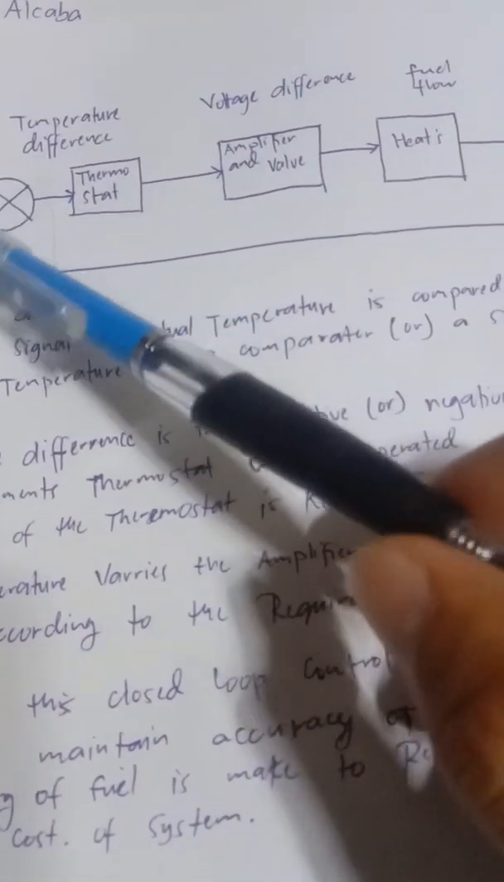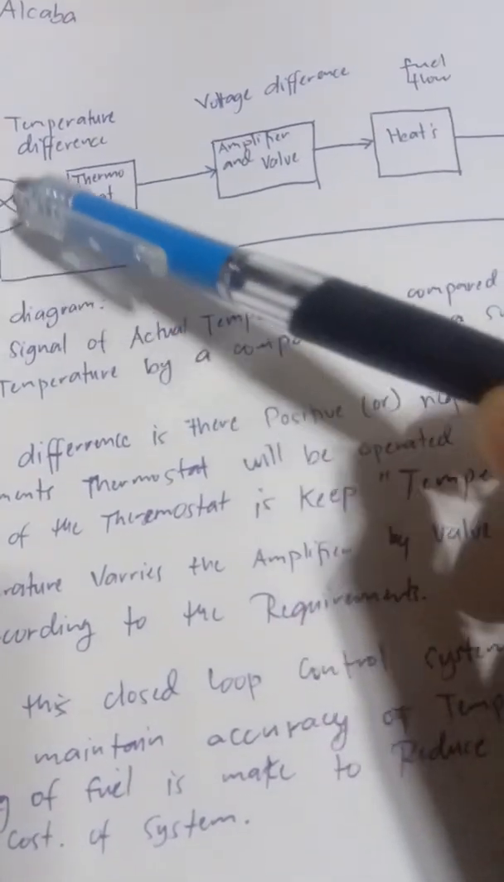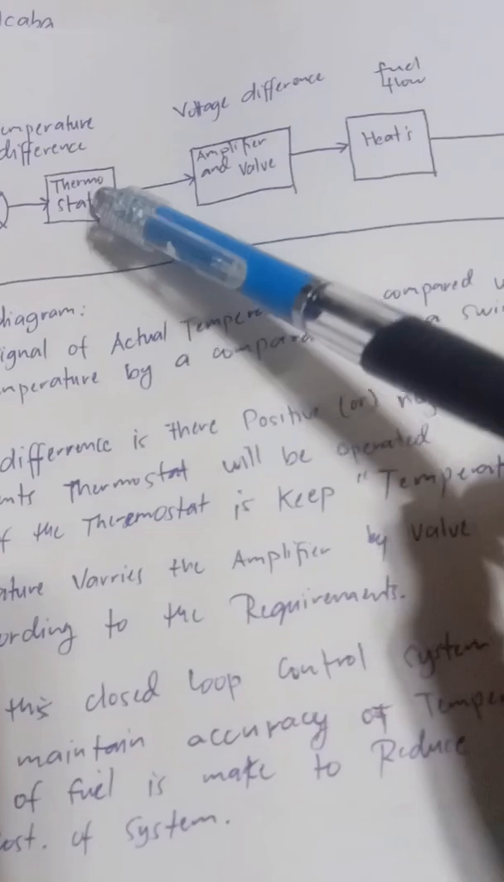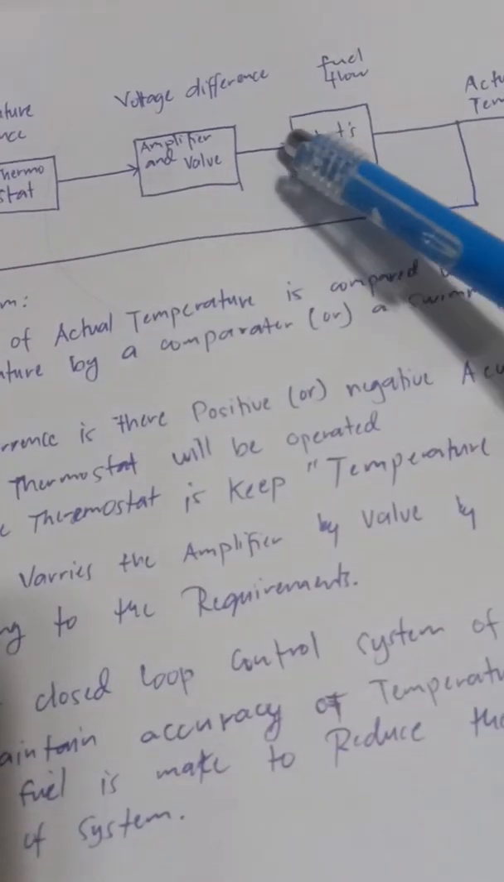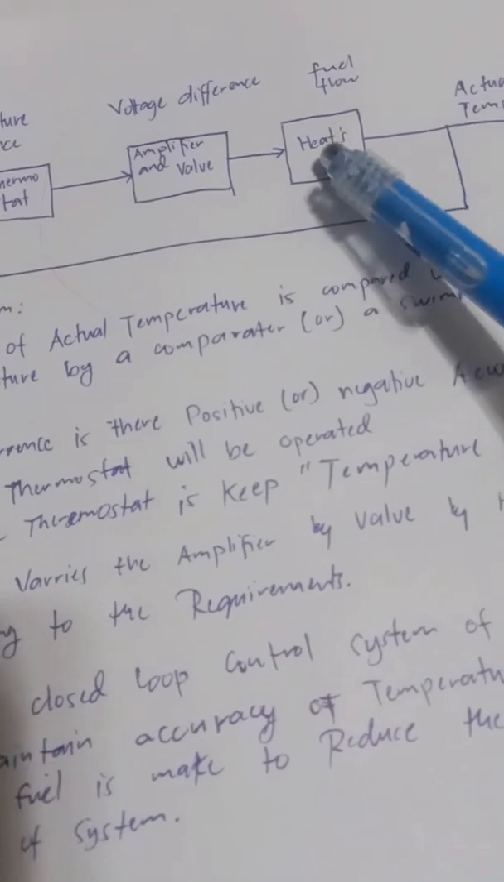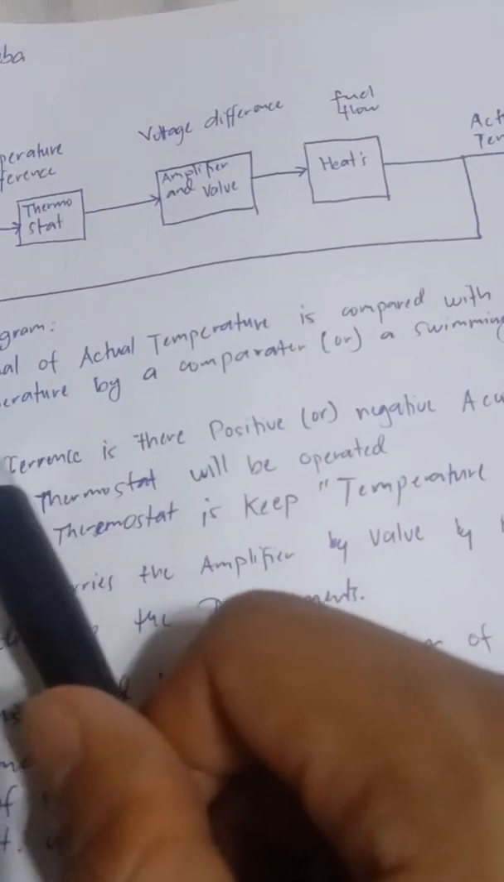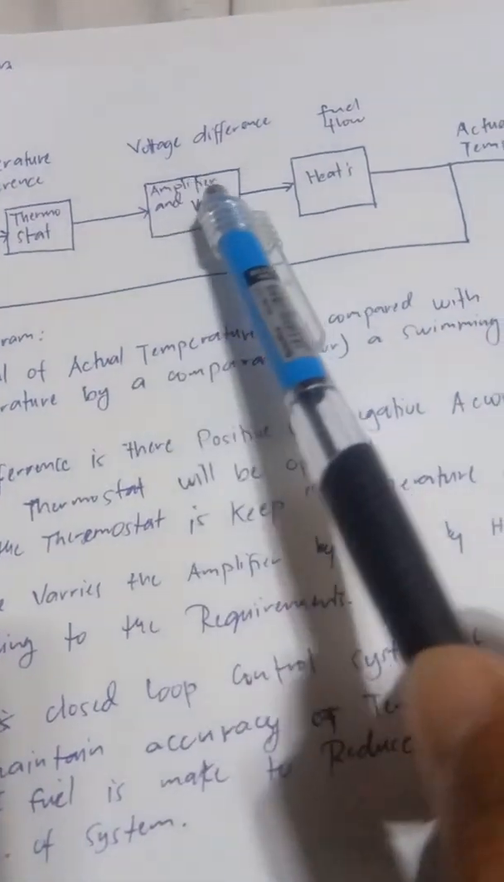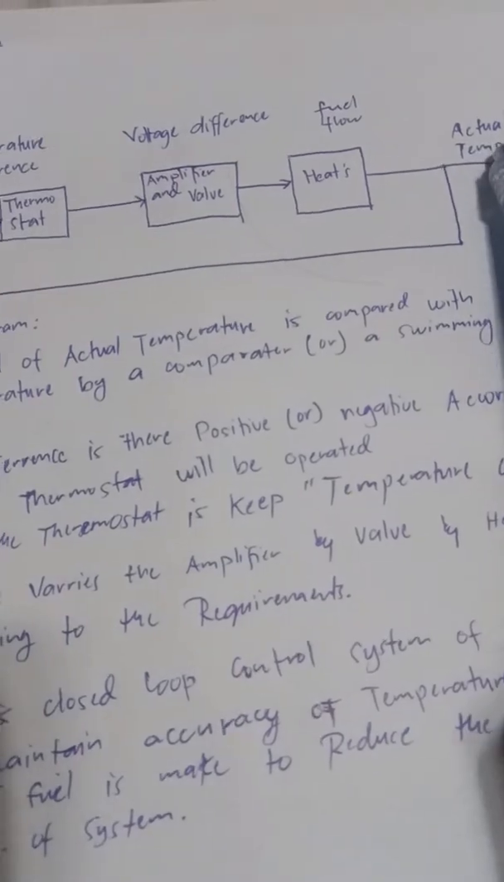up, then under it the negative. Then this is the thermostat, amplifier and bulb, and this is the heat now, going there to follow after going to the actual temperature.